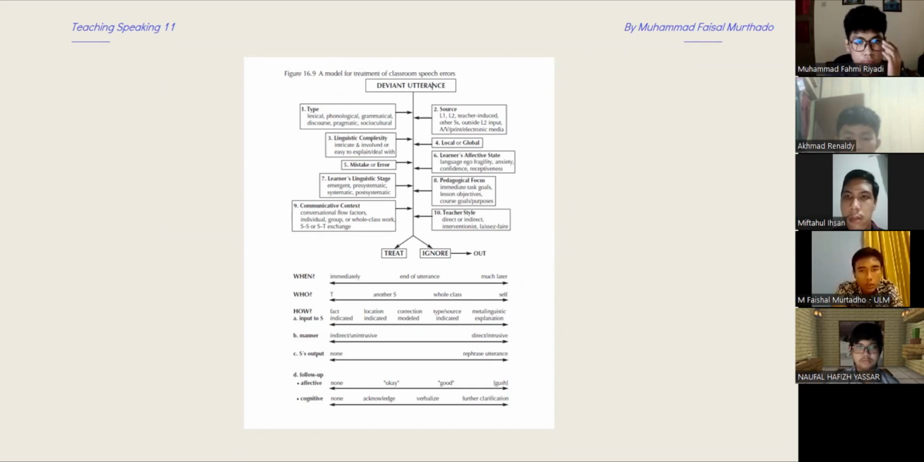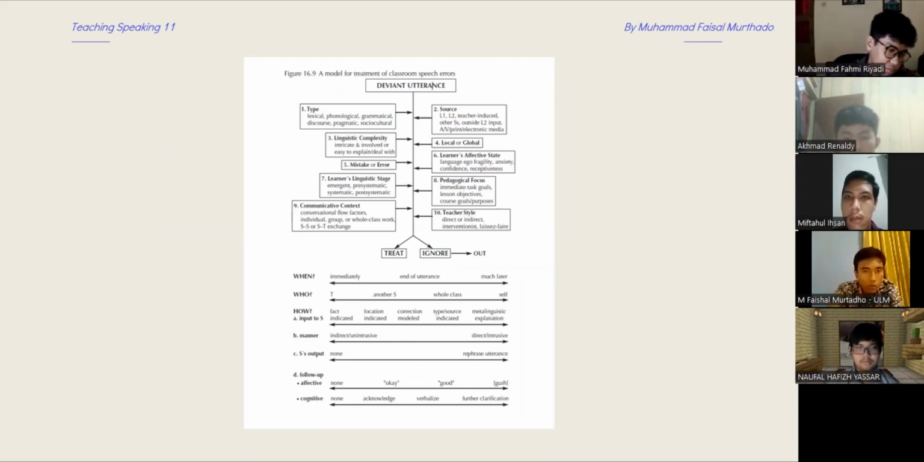And then the learner's affective state, there's fragility, assistant confidence. Oh yeah, it's a bit related to the mistake or error. And then the learner's linguistic stage, okay, the current knowledge they have, and then pedagogical focus.